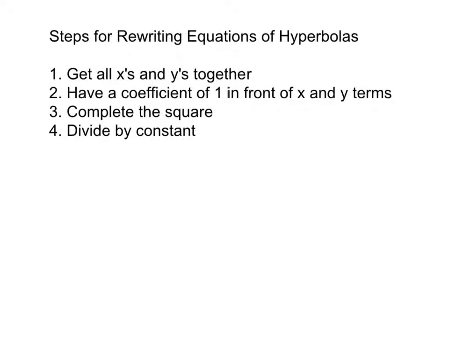So today we're going to be rewriting equations of hyperbolas. If you look at these steps, they should look very familiar. First we're going to get all our x's and y's together, then we're going to get our coefficient of 1 in front, we're going to complete the square and divide by our final constant. Now these are the exact same steps as our rewriting equations of ellipses. So it's the same thing, except now we're doing it with equations that are hyperbolas.